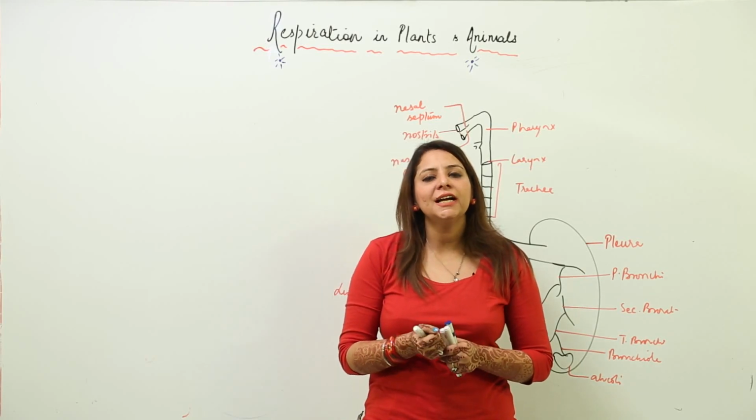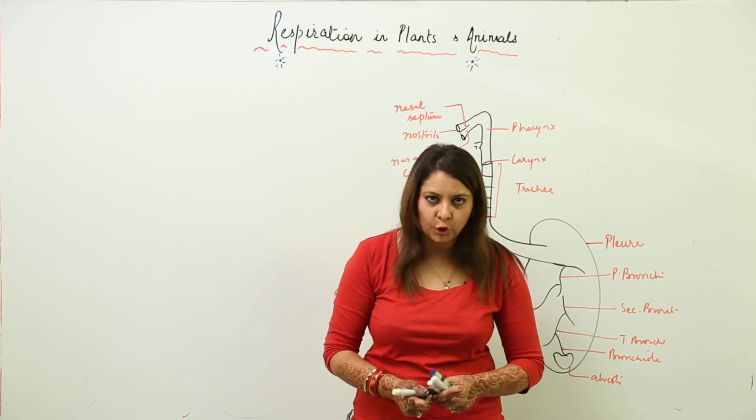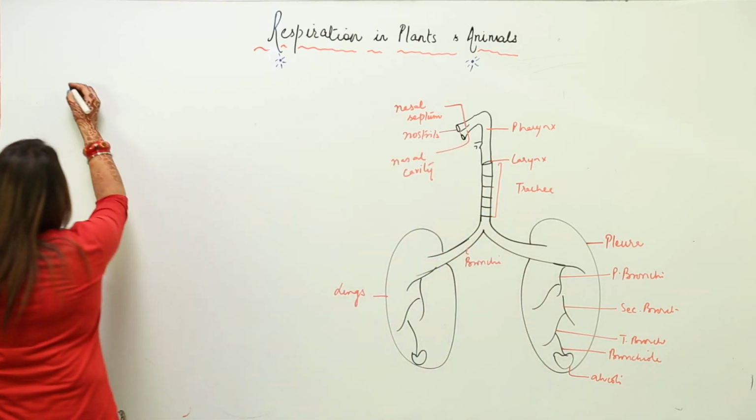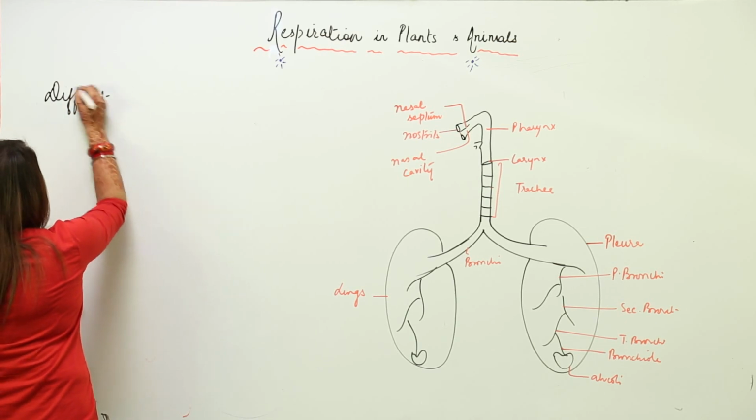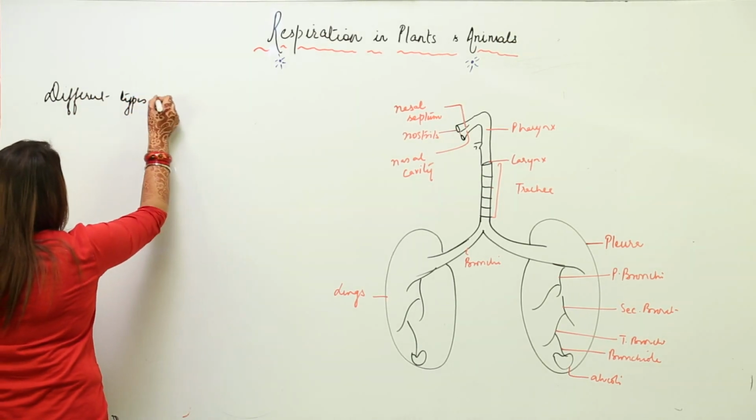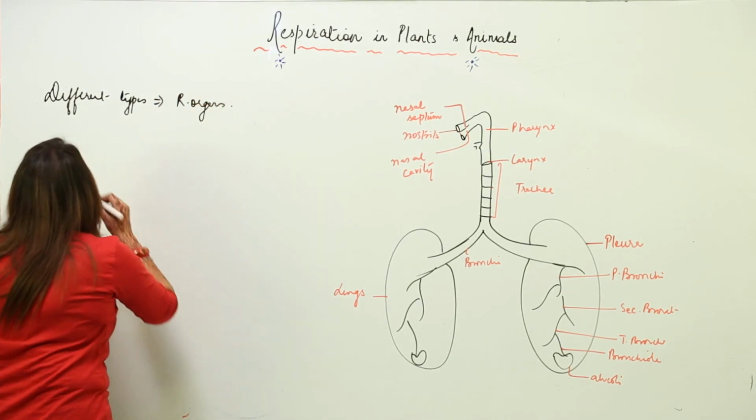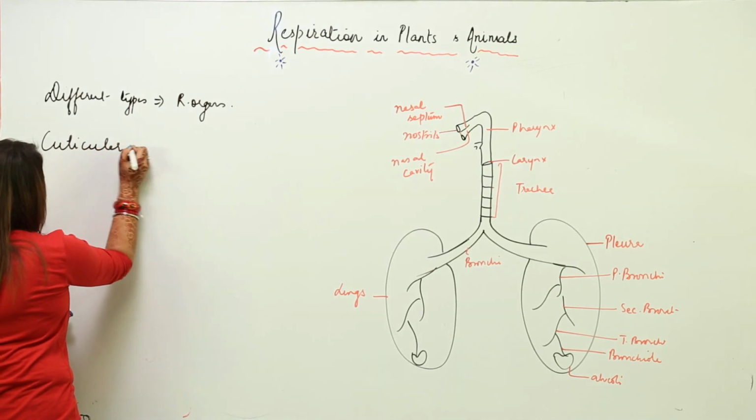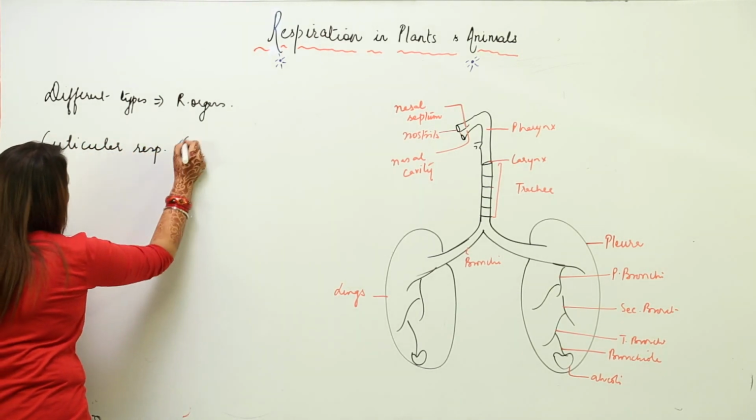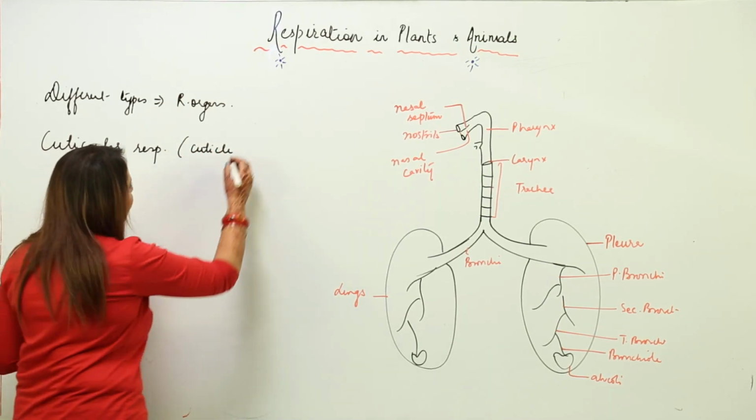Now we have seen that different organisms respire by different respiratory organs. So we say that there can be different types of respiration, depending upon the different respiratory organs. So we can have cuticular respiration, in which the organism makes use of the cuticle, that is the skin, for respiring.